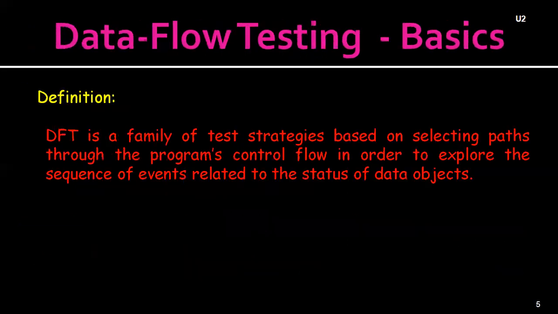Now, let us see the definition of data flow testing. So what is data flow testing? Data flow testing is the name given to a family of test strategies based on selecting paths through the program's control flow in order to explore sequences of events that are related to the status of the data objects. For example, pick enough paths to assure that every data object has been initialized prior to use, or that all defined objects have been used for something.